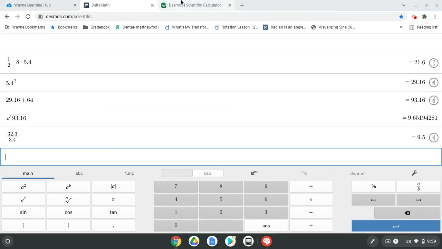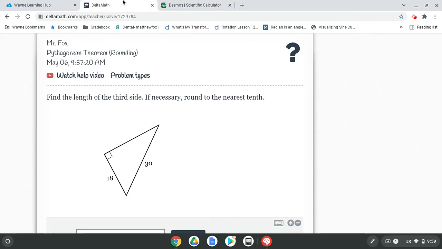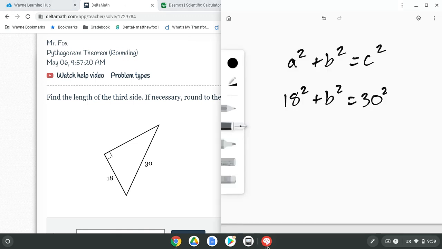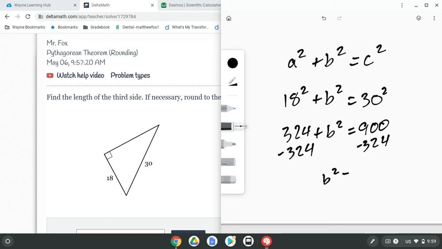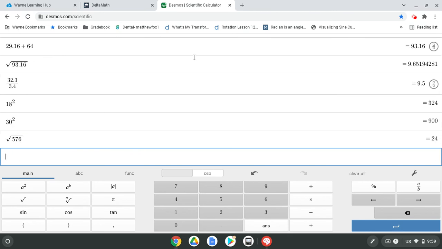Now, if you don't know what these are, use your calculator. Don't shy away from that. 18 to the second, 324. 30 to the second is 900. Okay, so we set it up. We said it's 324 plus b squared equals 900. We'll subtract the 324 from both sides, and we'll get b squared equals 576. And if you know that, that's great. If you don't, then take the square root of 576, and we get 24.